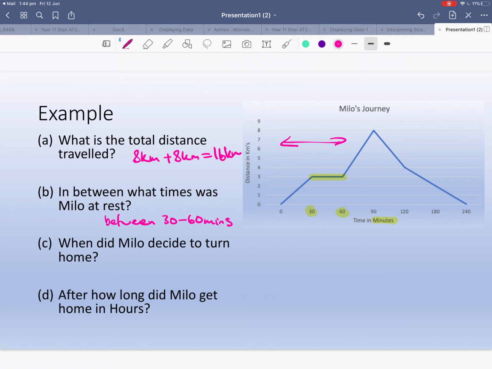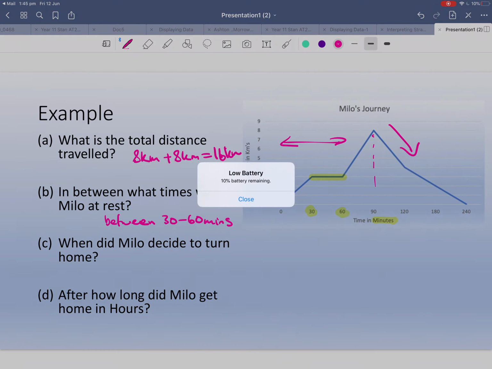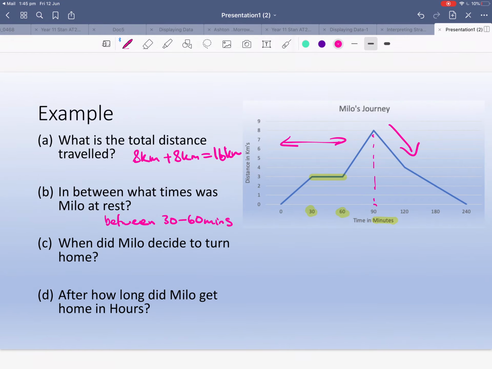When did Milo turn to go home? So when you turn to go home is when you start going this direction. So it looks like it will be at 90 minutes. You go at 90 minutes, which is 1 hour and a half. 1 hour, 30 minutes, or 1 hour and a half. Last one, after how long did Milo get home? So Milo got home after 240 minutes.